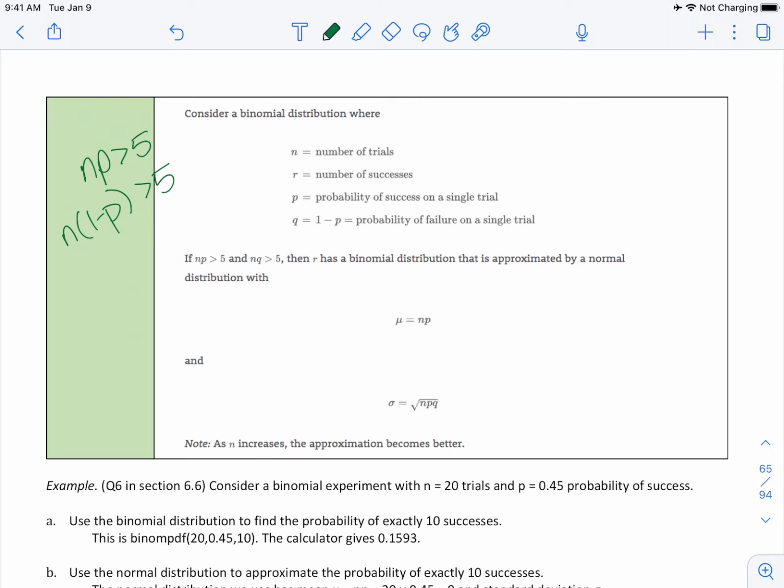Then r has a binomial distribution that is approximated by a normal distribution with mu equal to n times p. Again, I'm just going to make these larger so we can see them later. And our sigma equals the square root of n times p times q, or in other words, our sigma is equal to the square root of n times p times 1 minus p. Note, as n increases, the approximation gets better.